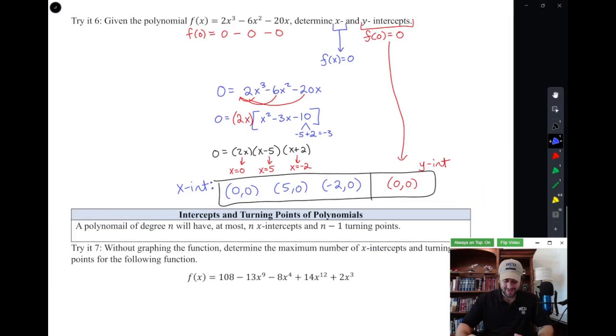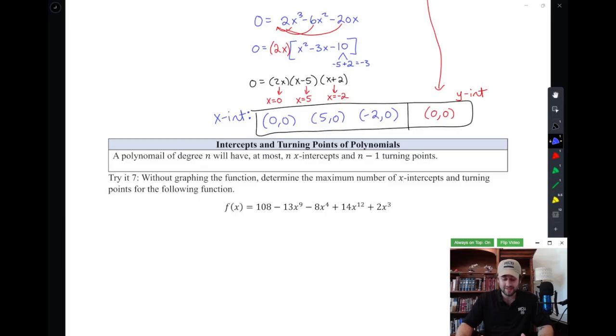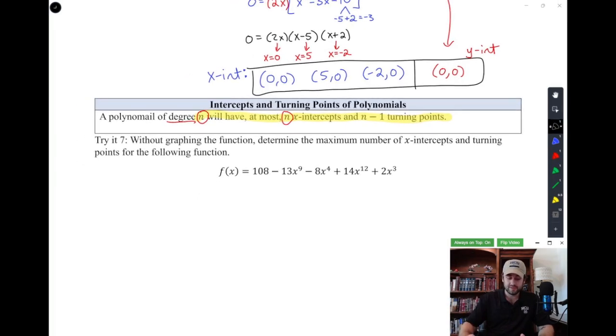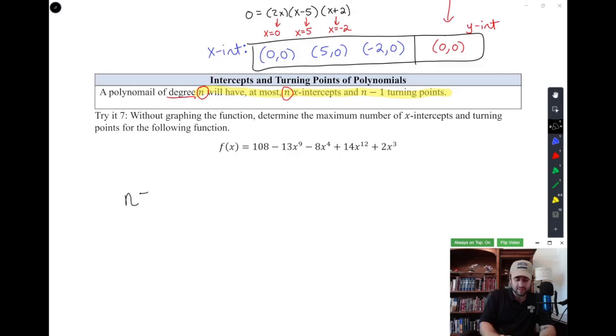All right, let's keep rolling. Now we're going to see just a quick little fact. A polynomial of degree n will have at most n x-intercepts. N was the degree. So degree tells you at most, or the max x-intercepts, and subtract 1 from that for the max turning points. So in short, n equals degree, which equals max x-intercepts. And n minus 1 equals max turning points.